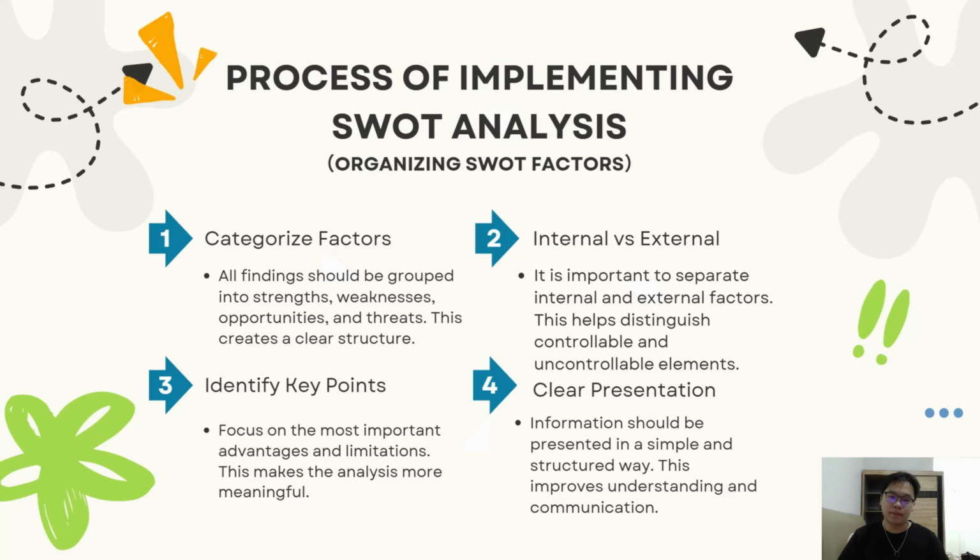Okay, let me expand the third step in implementing SWOT analysis, which is organizing SWOT factors. After collecting all the information, we need to organize the findings into our four categories: strengths, weaknesses, opportunities, and threats. This helps make the analysis clear and easier to understand.